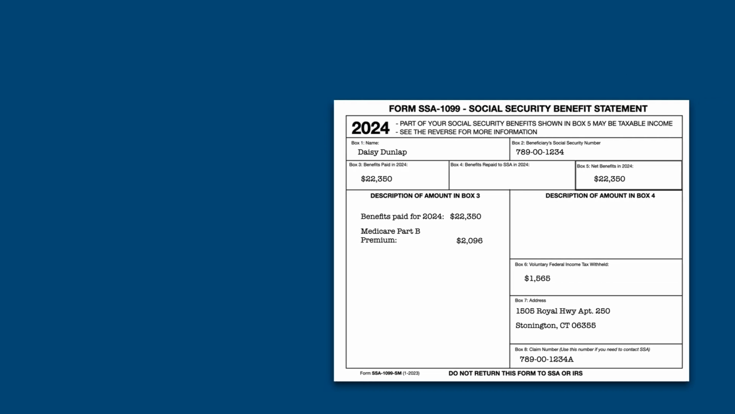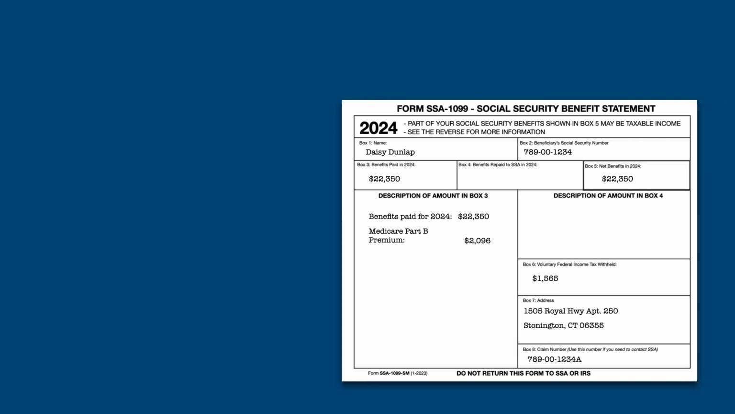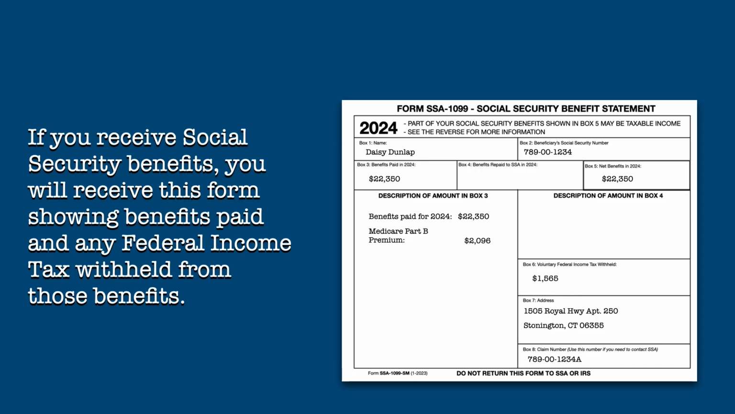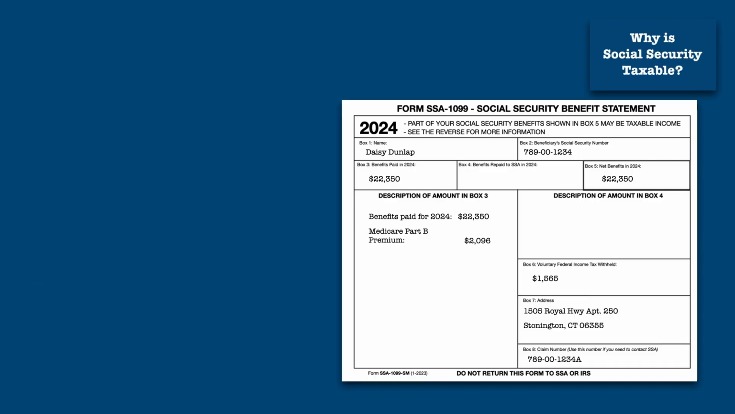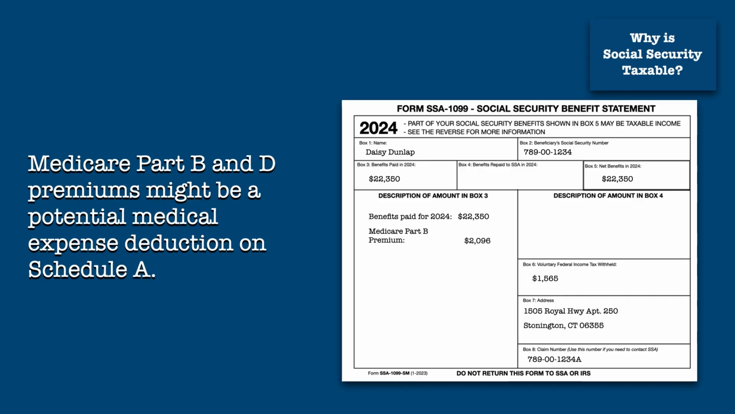And lastly, we have Form SSA 1099, which is the Social Security Benefit Statement. If you receive Social Security benefits, you will receive this form showing benefits received and any federal income tax withheld from those benefits. It will also show deductions from benefits, such as Medicare Part B and D premiums, and any benefit repayments. This form is used to determine if your Social Security benefits are taxable, and if so, how much of them are taxable. The Medicare Part B and D premiums might be a potential medical expense deduction on a Schedule A.